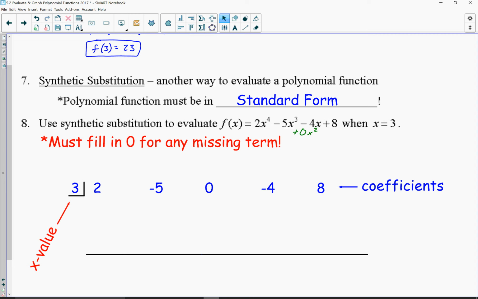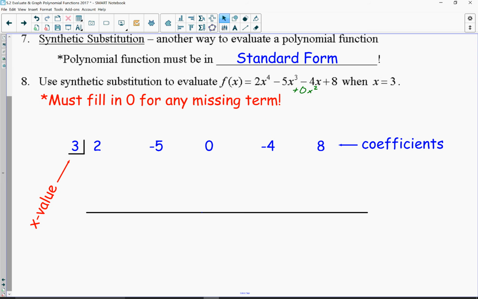So now the setup is done. What we do to actually use synthetic substitution: first thing we do is we take the very first coefficient and we pull it all the way down under the line. Make sure you leave some space because you're going to have to write some things above the line and below the line.